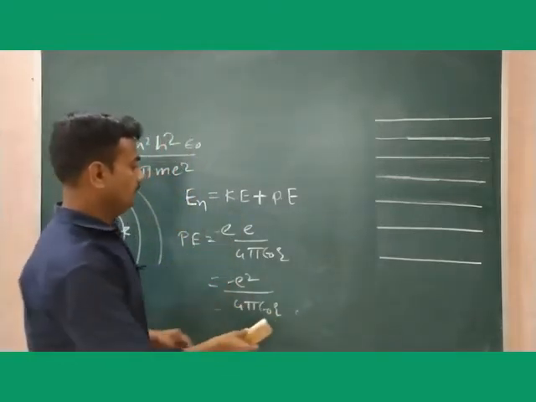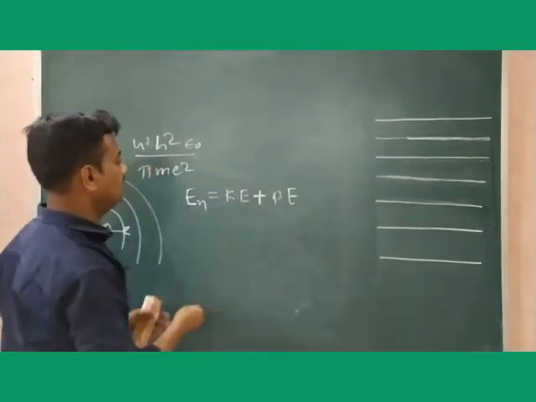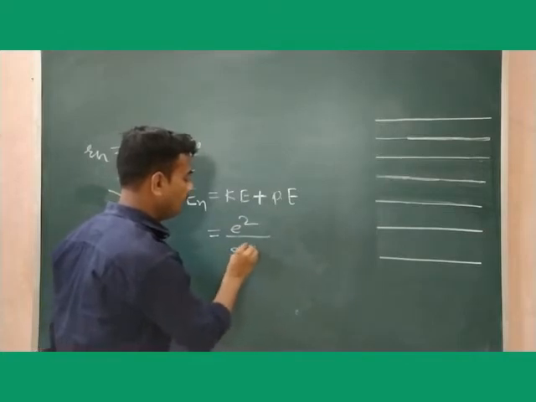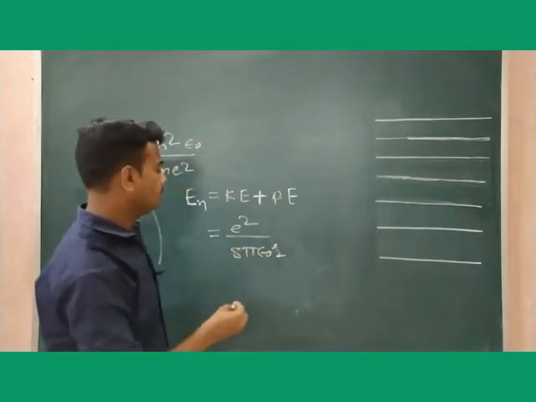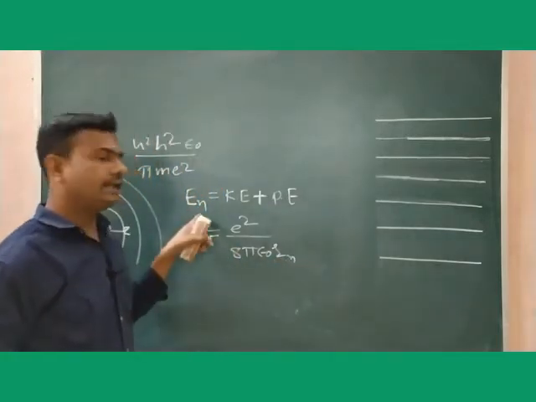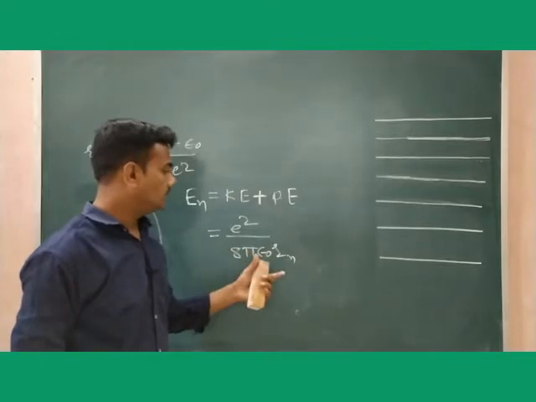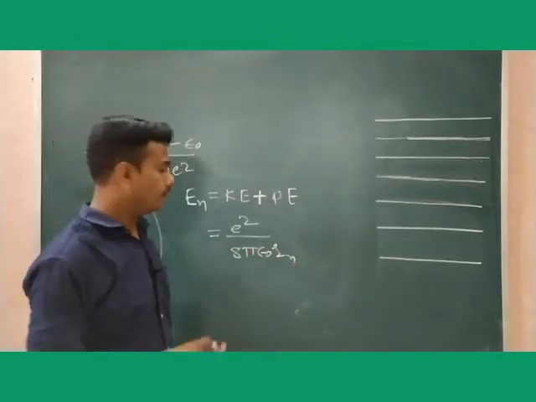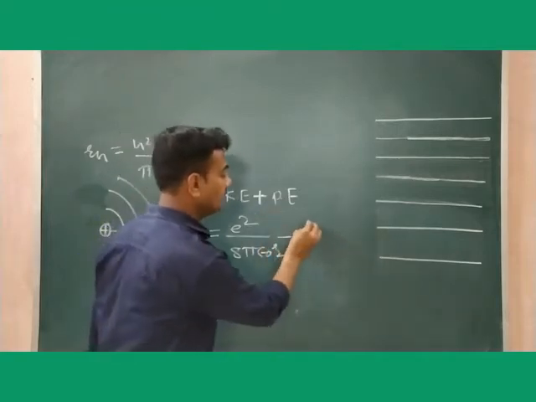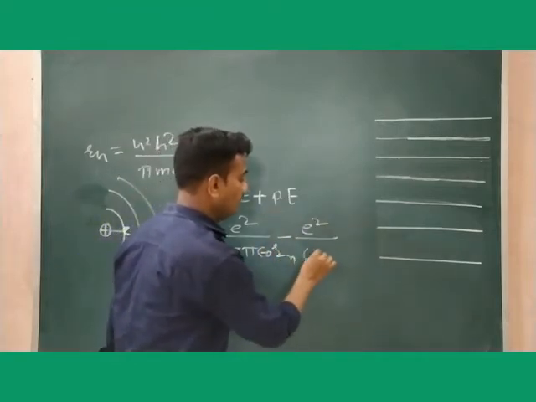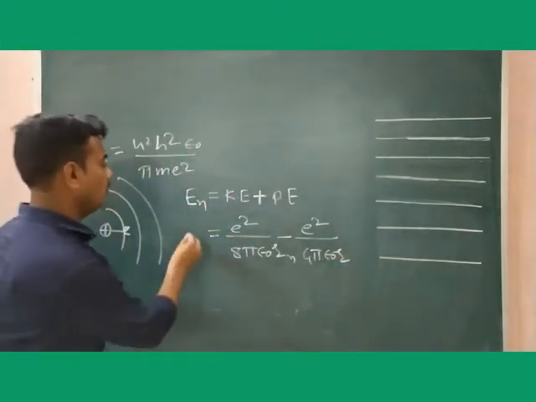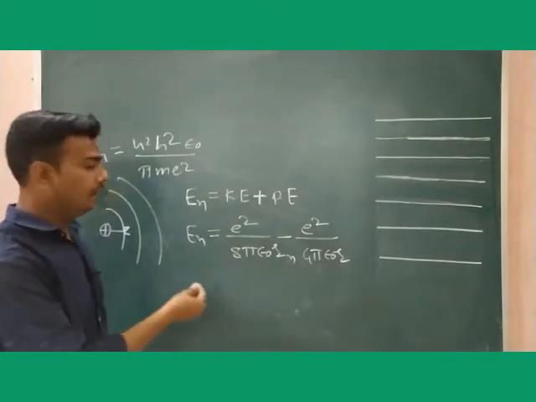If you substitute these values in this equation, we get E square divided by 8 pi epsilon 0 into Rn. Actually we are calculating the energy of the nth Bohr orbit, so instead of r we put Rn. Now minus the potential energy, E square divided by 4 pi epsilon 0 into r. This is the total energy of the electron inside any nth Bohr orbit.